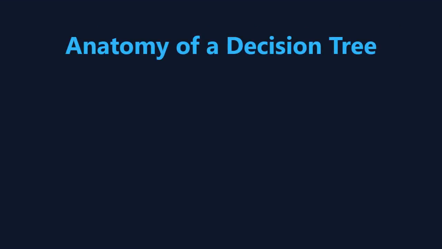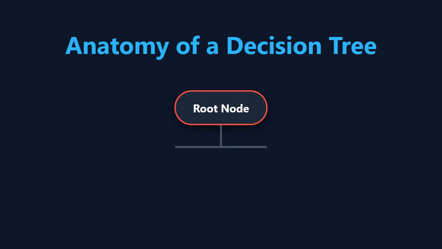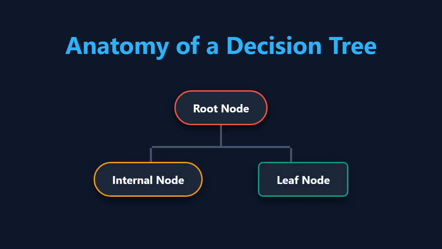A decision tree has several important parts. The root node is the first question. The internal nodes are the questions asked later. The branches represent possible answers. And the leaf nodes contain the final prediction. So visually, the tree starts at the root and moves toward a leaf.